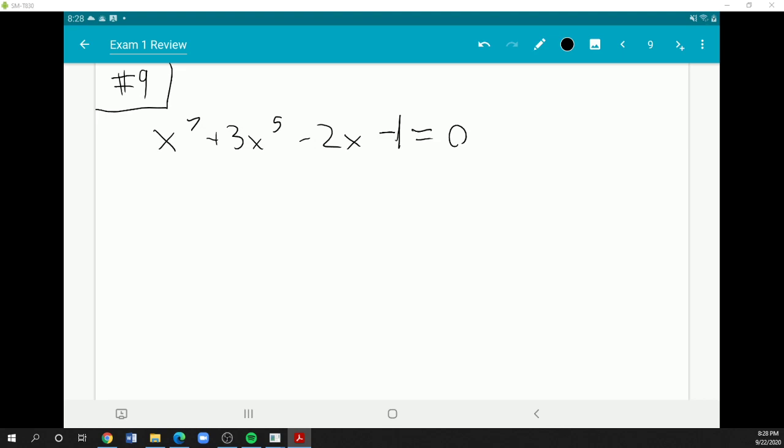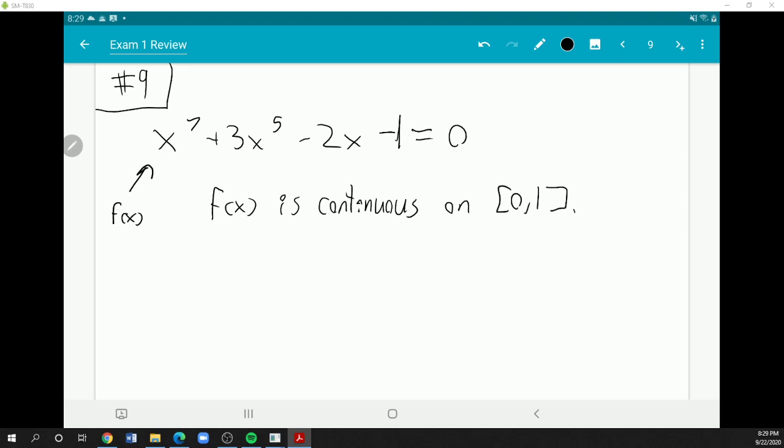Well, first we need to state that this function is continuous. So if I call this f of x, you specifically need to state f of x is continuous on 0, 1. As a matter of fact, it's continuous everywhere, but this is what I need to apply the intermediate value theorem.